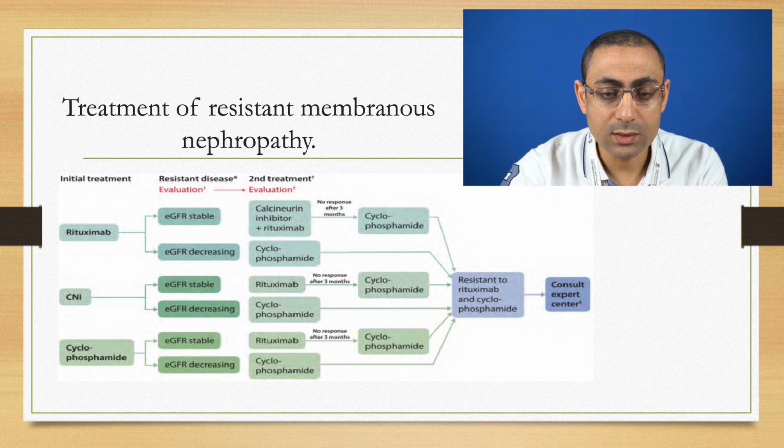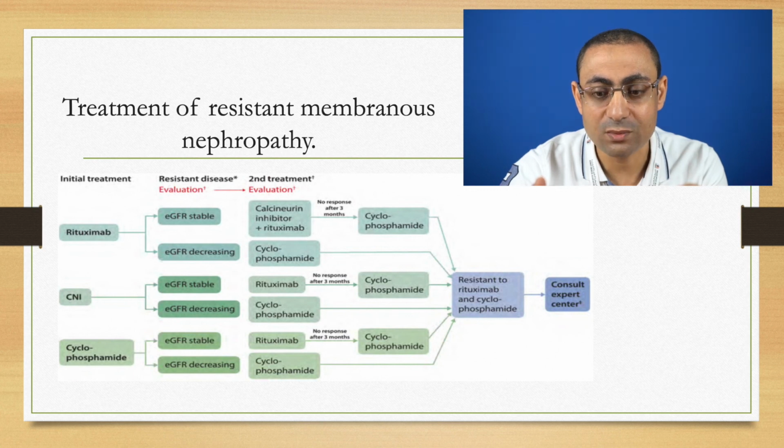For resistant cases treated from the start with CNI, if GFR is stable, we will add rituximab. If GFR is decreasing, we will add cyclophosphamide. For patients starting with cyclophosphamide, with stable GFR and resistance to treatment, we will add rituximab. If the patient after the second evaluation of the treatment is still resistant, we will use a combination of rituximab, cyclophosphamide and CNI, and we will assess the response. If it's still resistant to this combination treatment, we will need to consult an expert center.